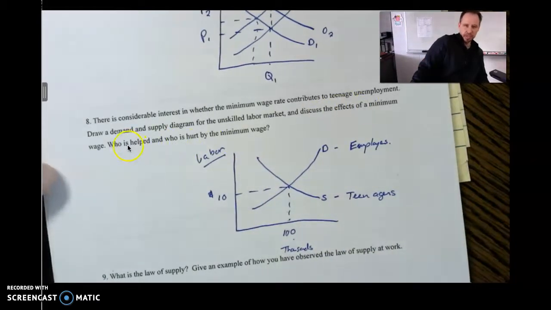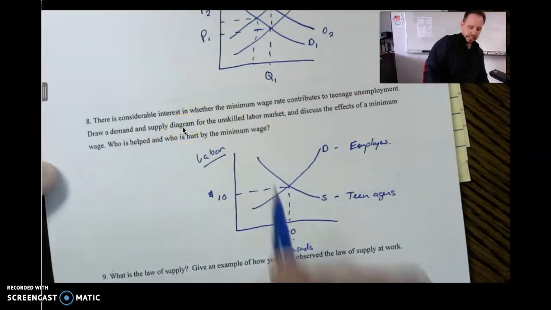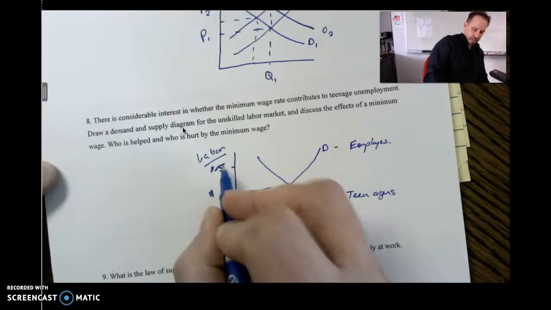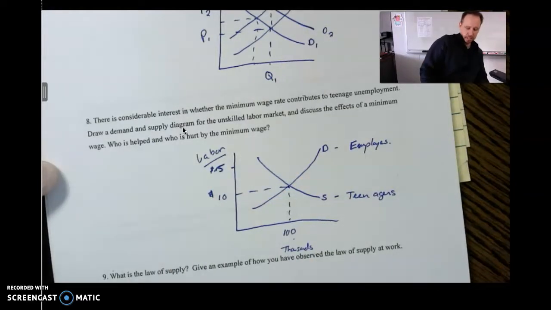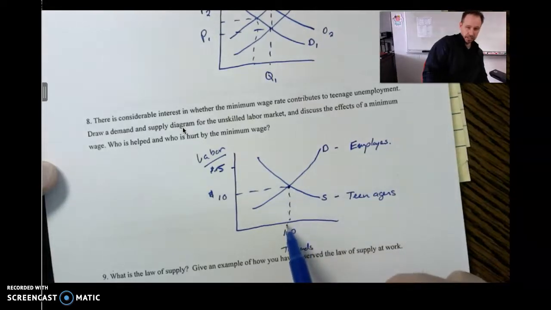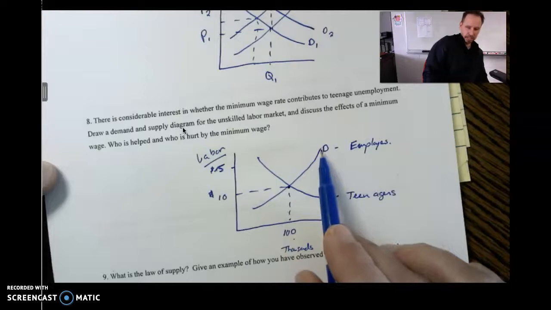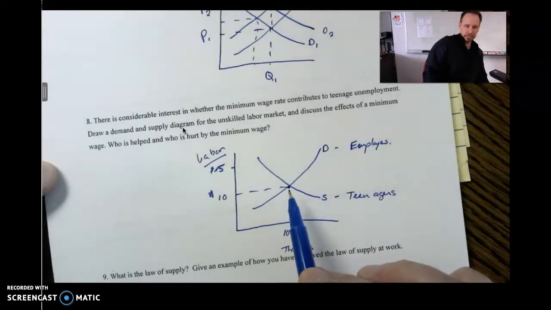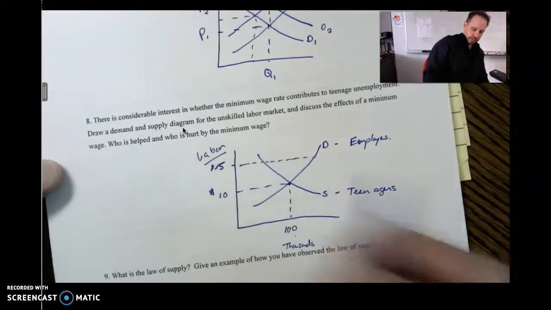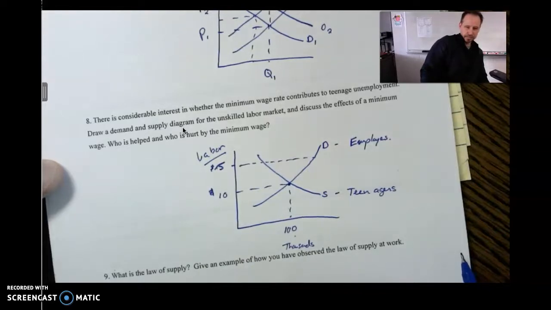Discuss the effects of a minimum wage. Who is helped and who is hurt by the minimum wage? Well, typically what the idea is, and there's a lot of talk now about a $15 minimum wage, and let's assume equilibrium in this market is $10, meaning everybody who's looking for a job at that price is willing and able to find one. And everybody who's out there looking to hire is able to get somebody. There's no unemployment. Well, if the government comes in and says, all right, we are going to set a minimum wage at $15 an hour, right? $15 an hour is the minimum wage.